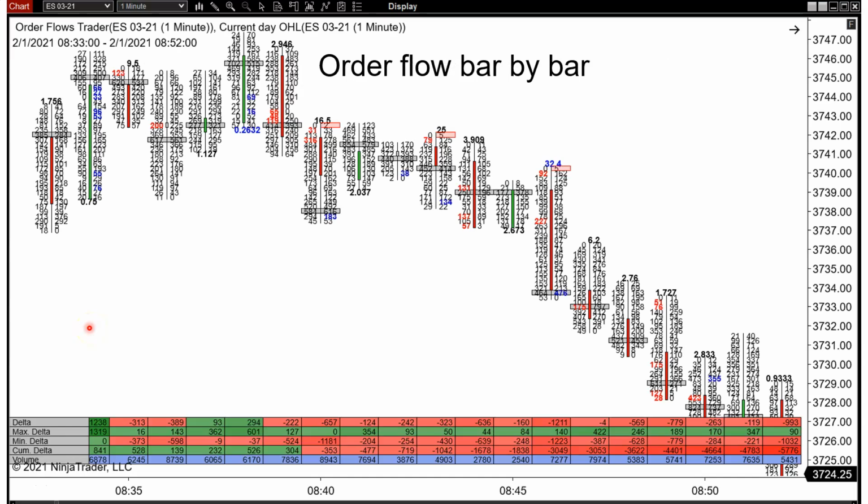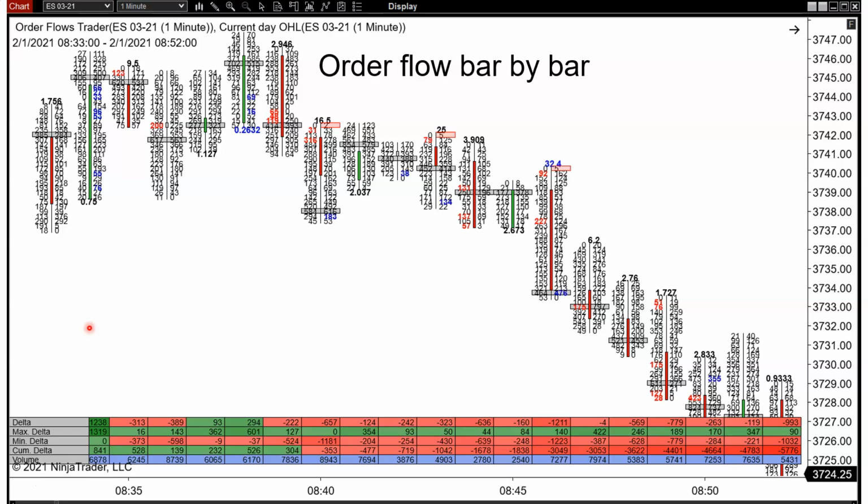Okay, so order flow bar by bar, right? As you're watching the market develop, you want to be noticing what's happening in the bar right now and sort of put it in context with the bars that just happened, right? Are we getting stronger? Are we getting weaker? What's point of control doing?